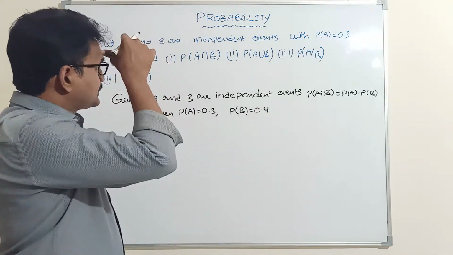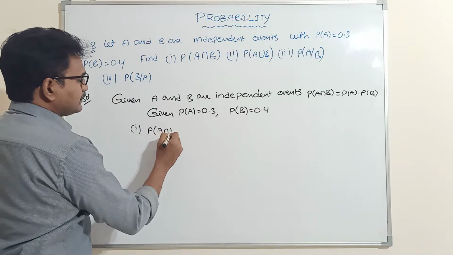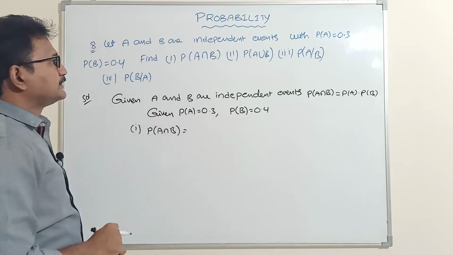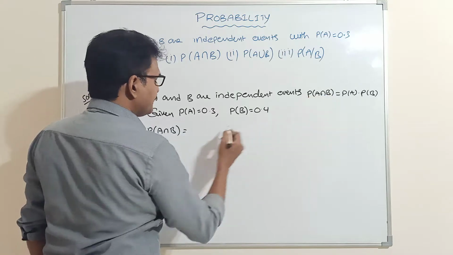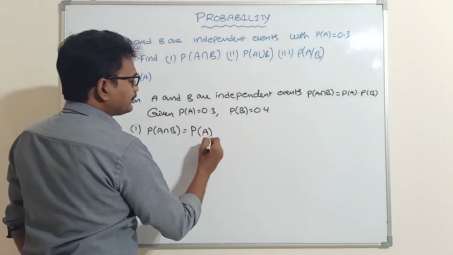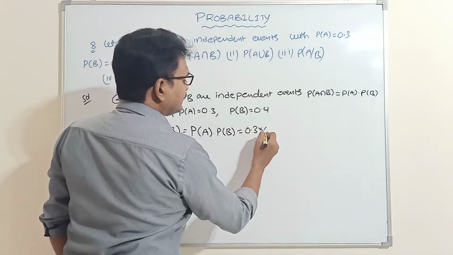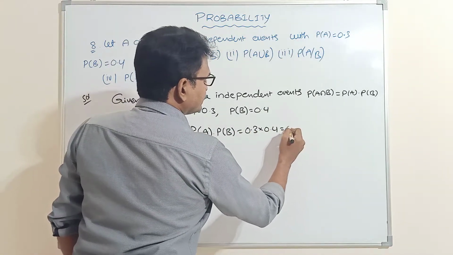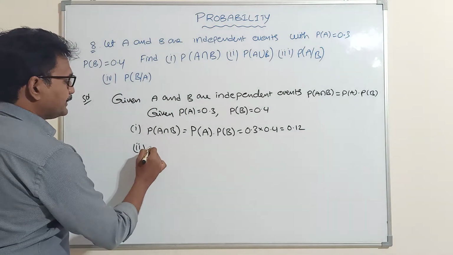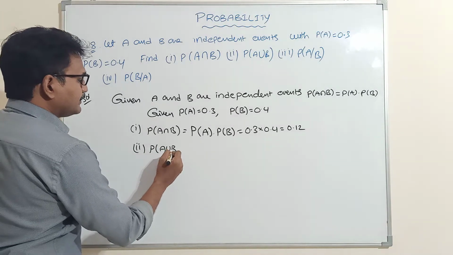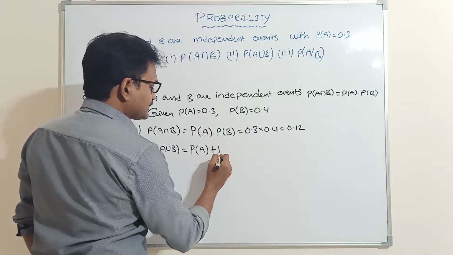0.4. First one, P of A intersection B is equal to how much? When A and B are independent events, what is the formula for P of A intersection B? P of A into P of B. P of A value is 0.3 into P of B value is 0.4. So the answer is 0.12.